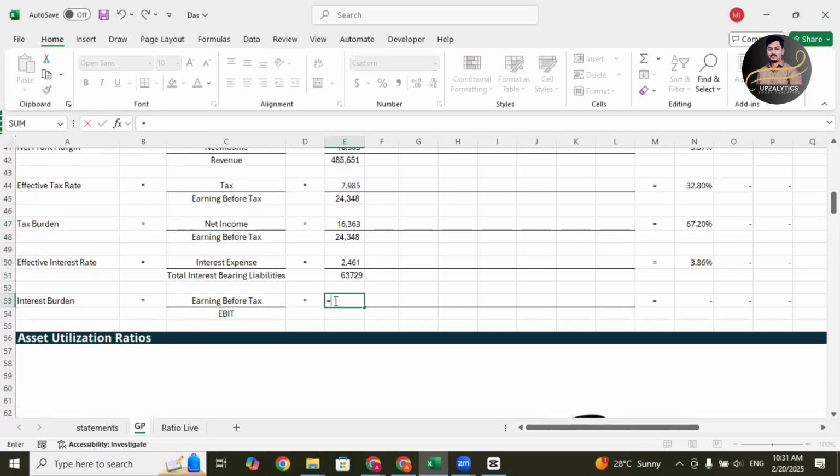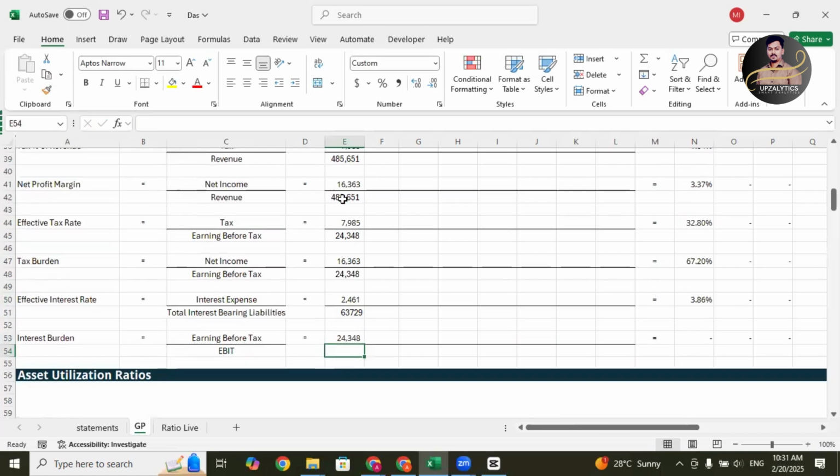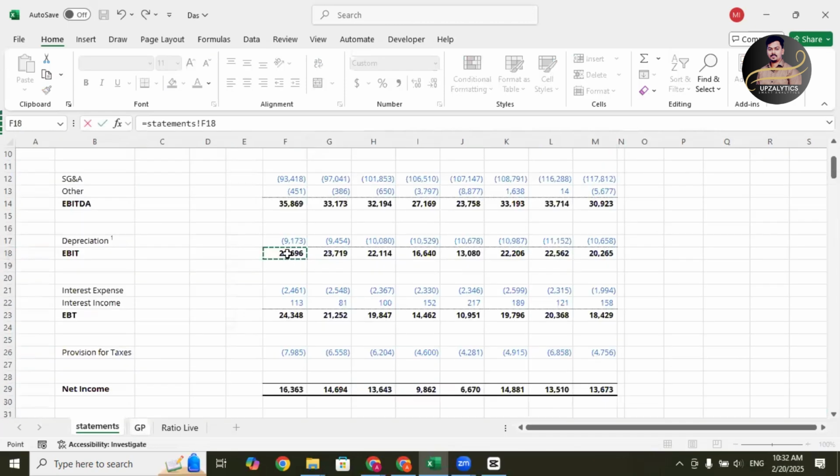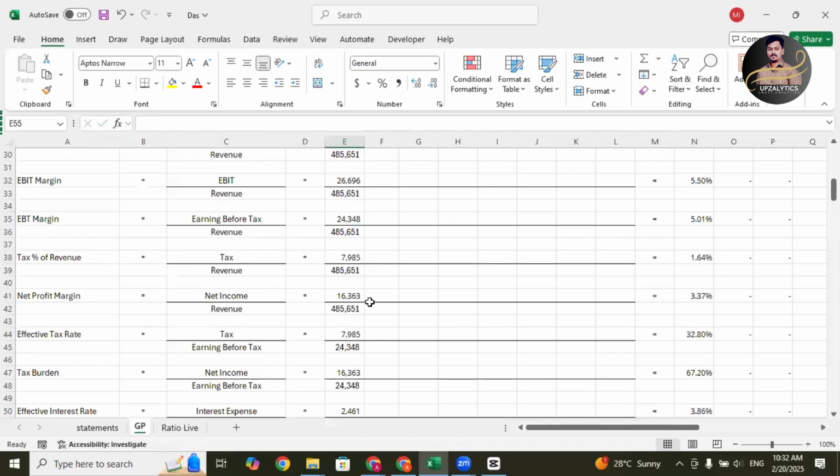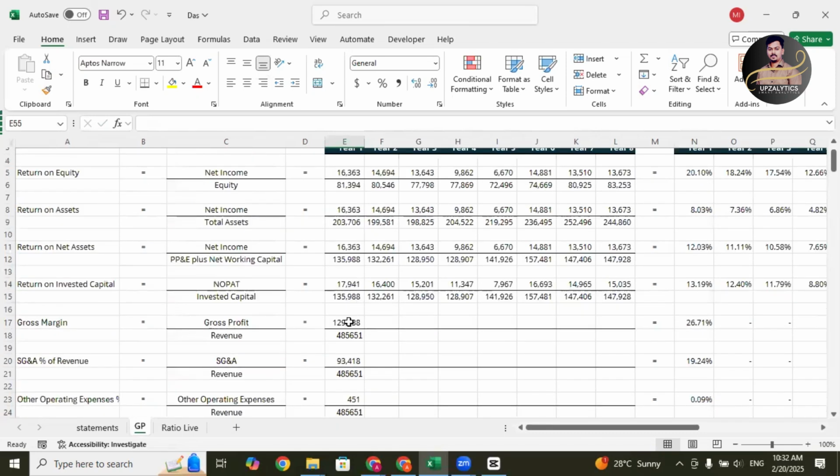Also, let's take the interest burden. To calculate interest burden, first let's take the earnings before tax. Over earnings before tax, we should include as a denominator earnings before interest and tax here. Yeah. Also, we have calculated all the ratios.